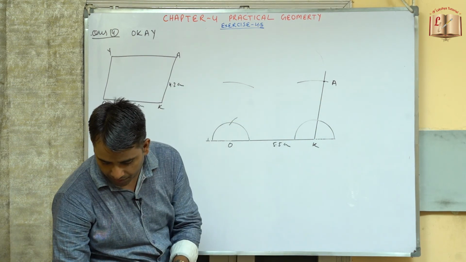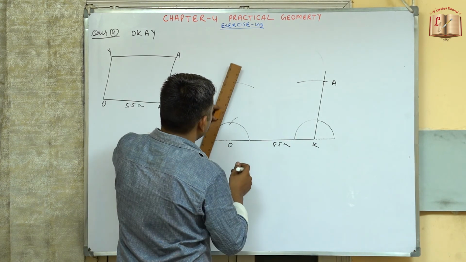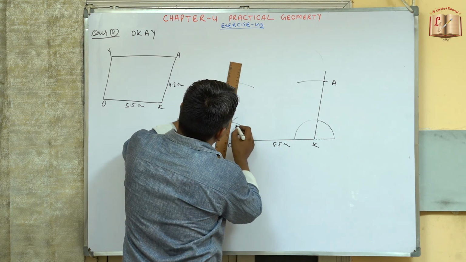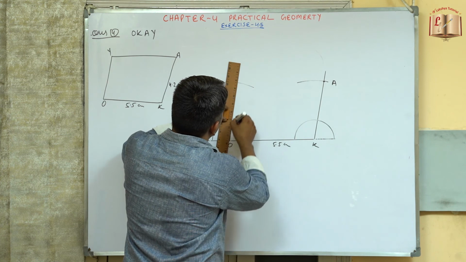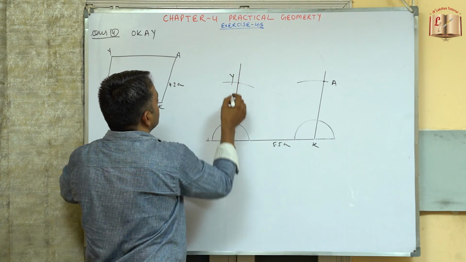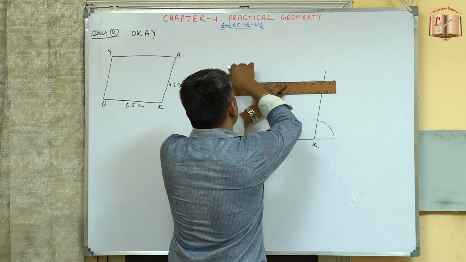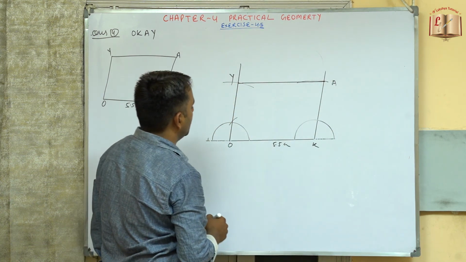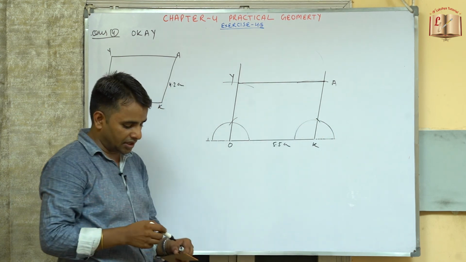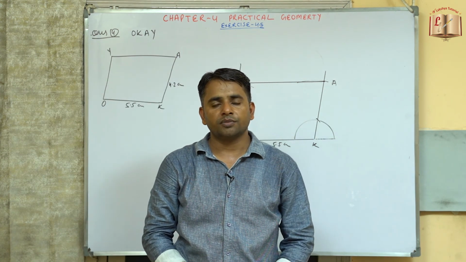Now this line will be produced further. So we have made a corresponding angle now. So where these are meeting, we'll join this point. This is now Y. So this is the required parallelogram OKAY. We have made these corresponding angles as equal. So this is the required parallelogram for us. So with this we have finished our chapter construction.